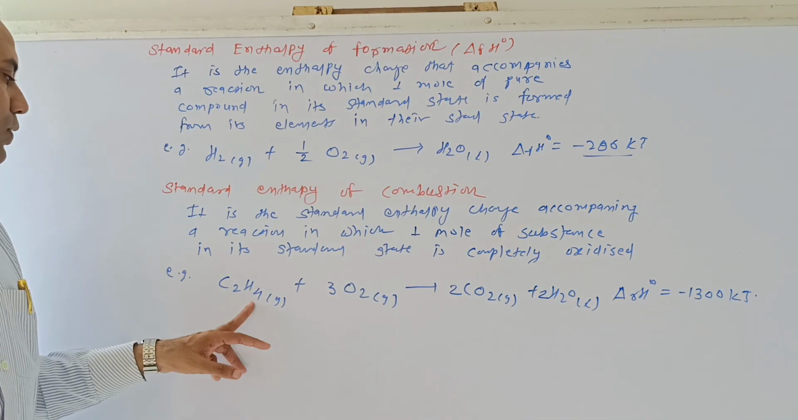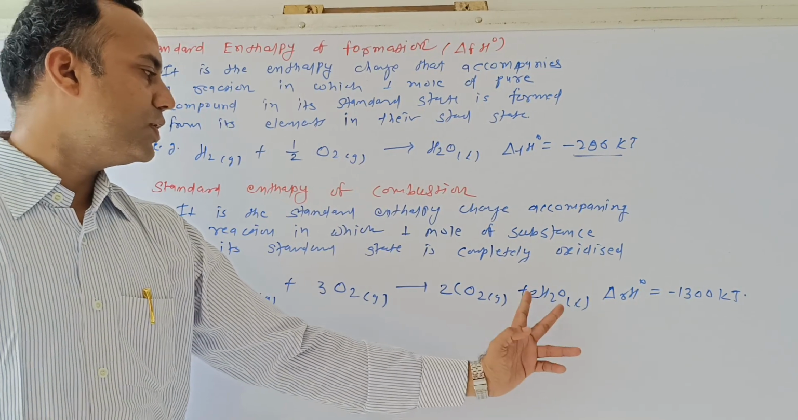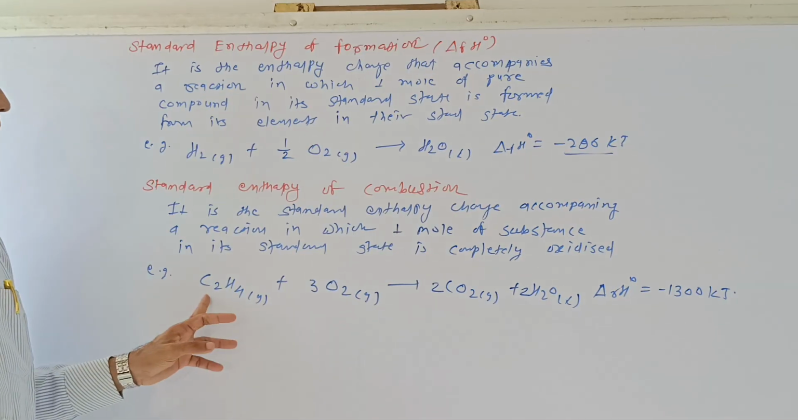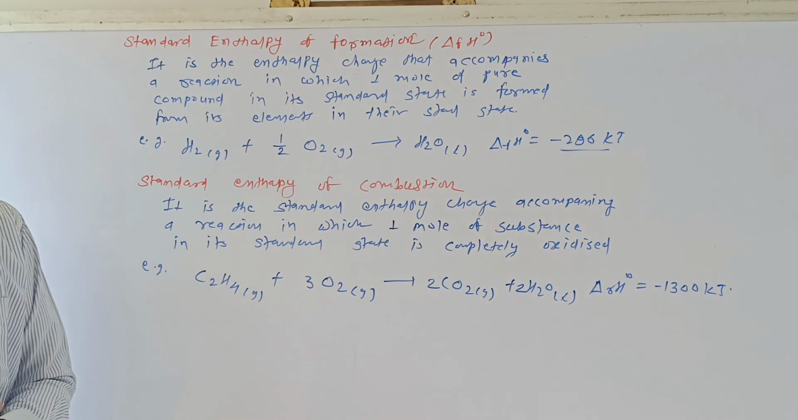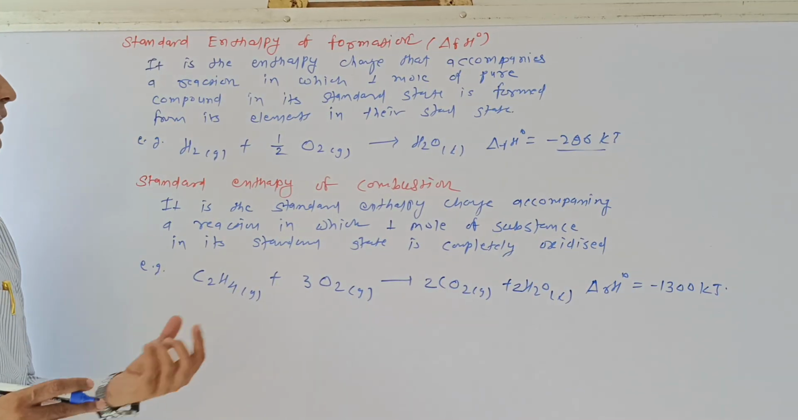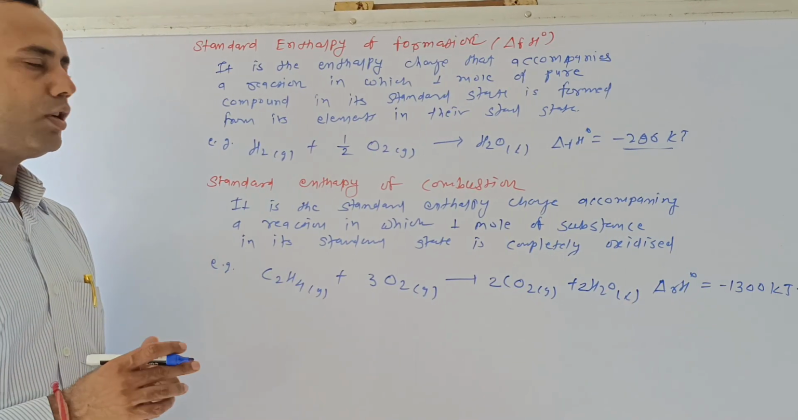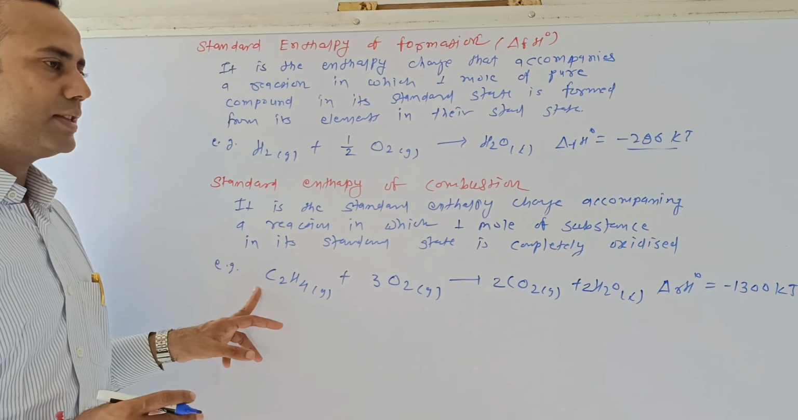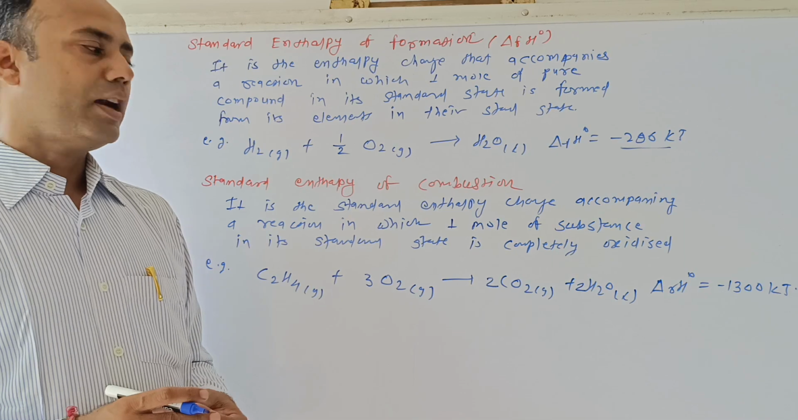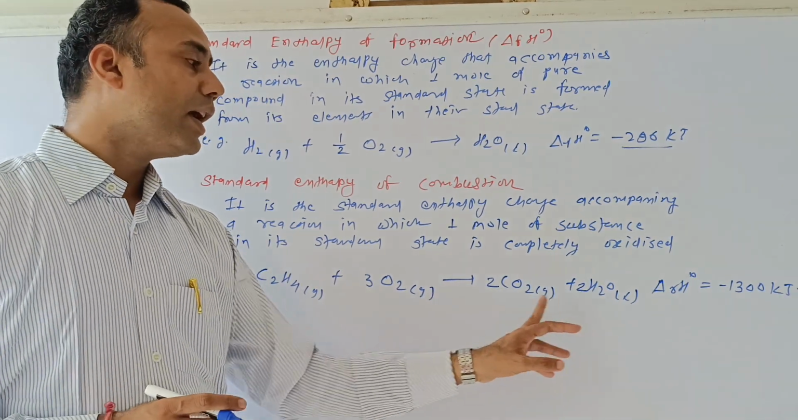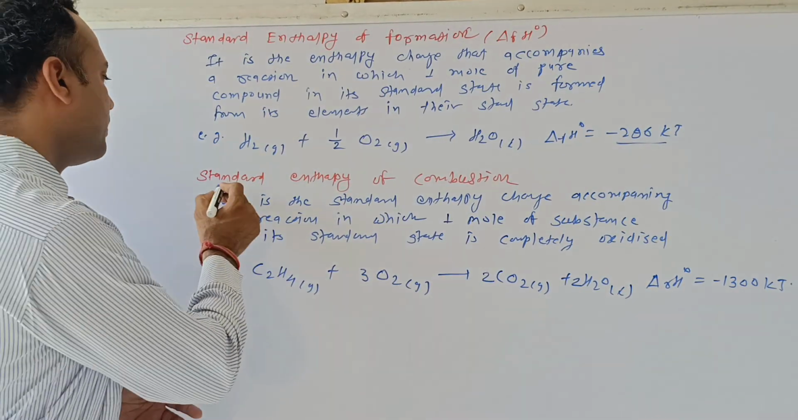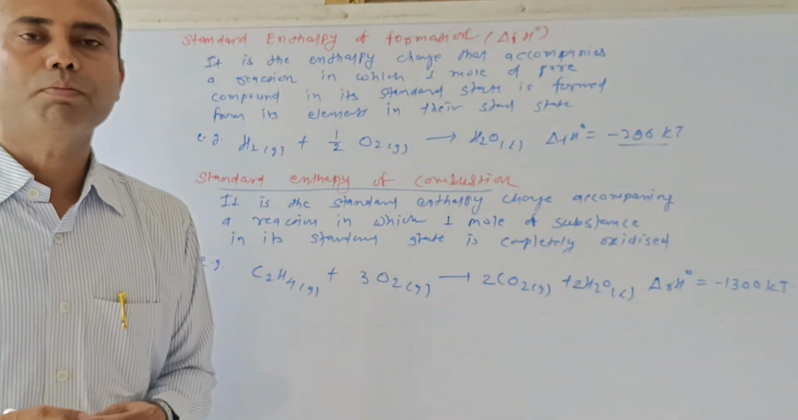Look at this. Hydrogen 4, oxygen 2 and 2 to the 4. 4 plus 2, 6, 3 to the 6. Carbon 2, carbon 2. Now the reaction is balanced. Means when you consider this balanced reaction, 1 mole of substance, that is C2H6, is completely burned in the presence of oxygen and converted into products, and that is associated with some enthalpy change, and that enthalpy is called the standard enthalpy of combustion.